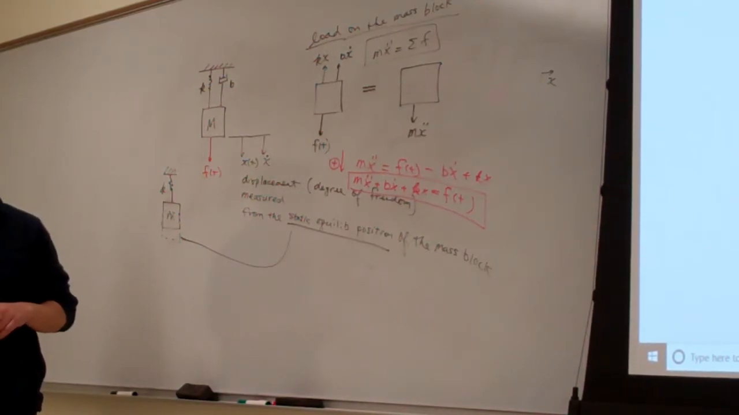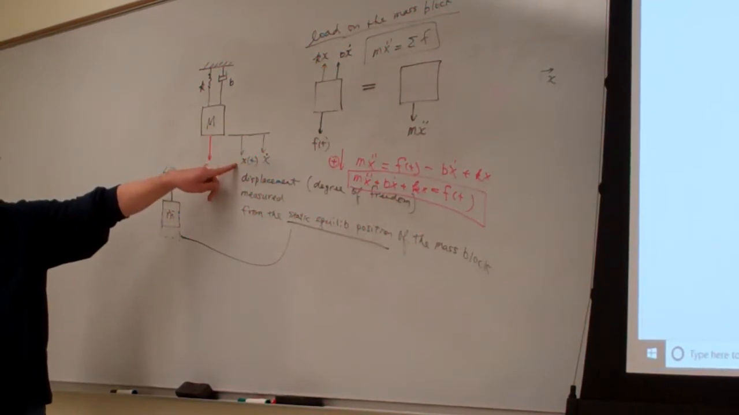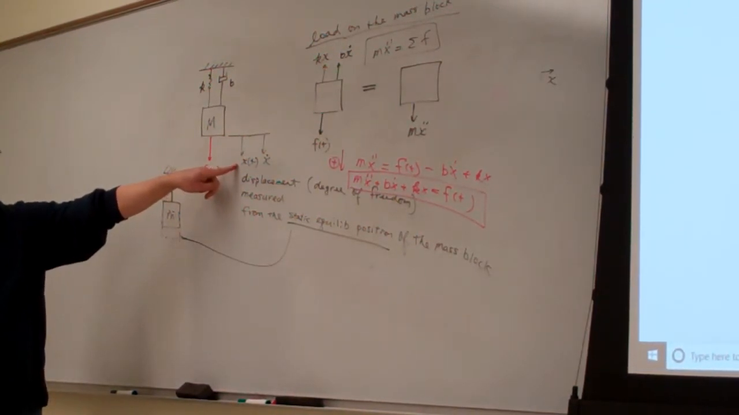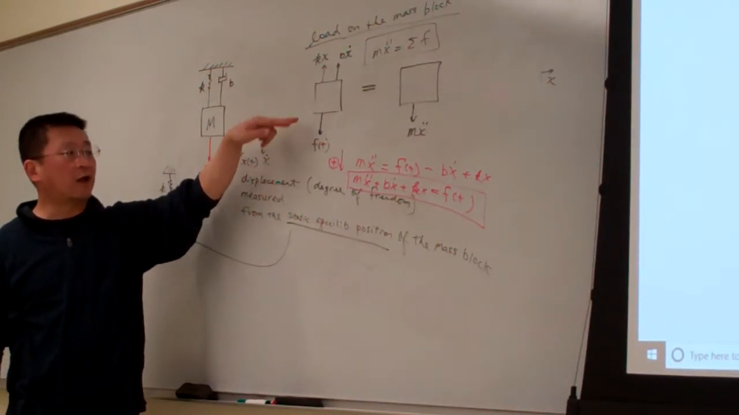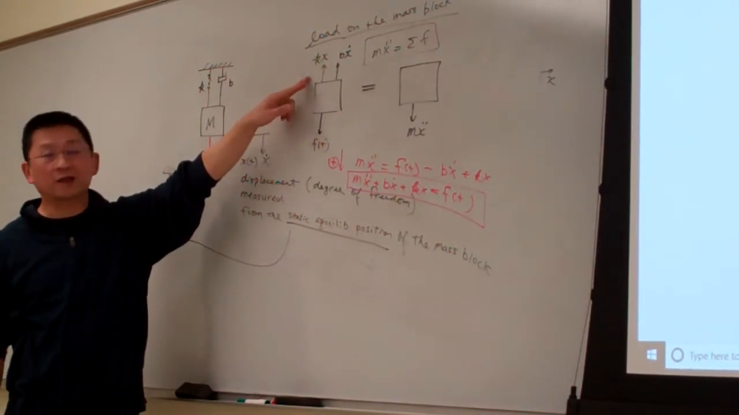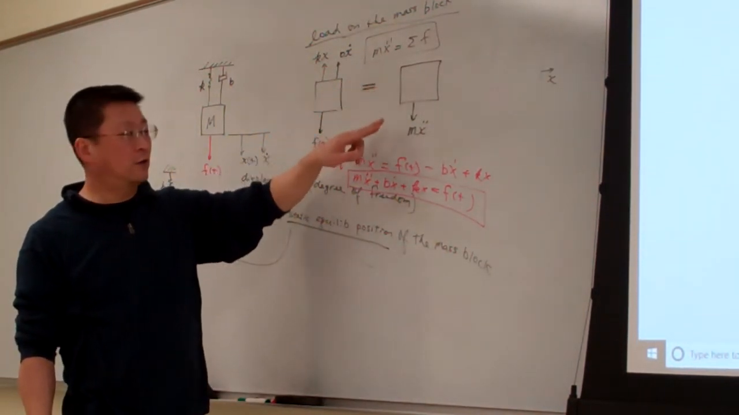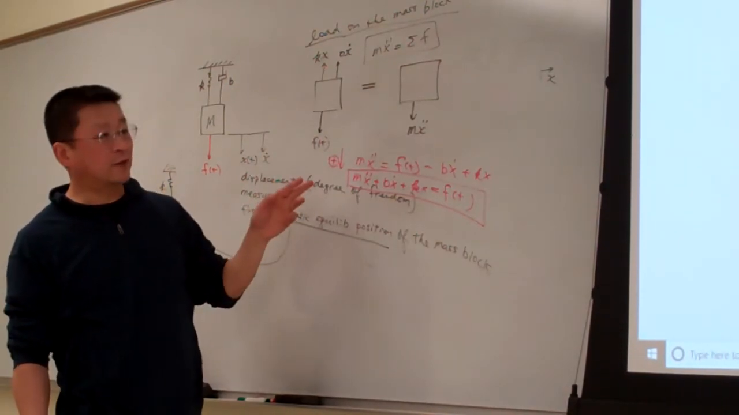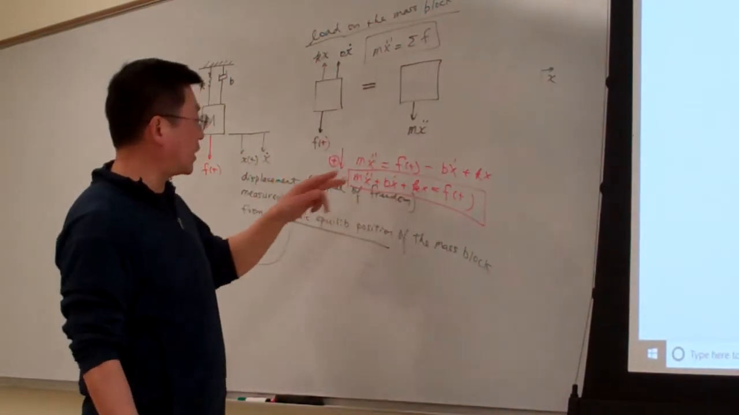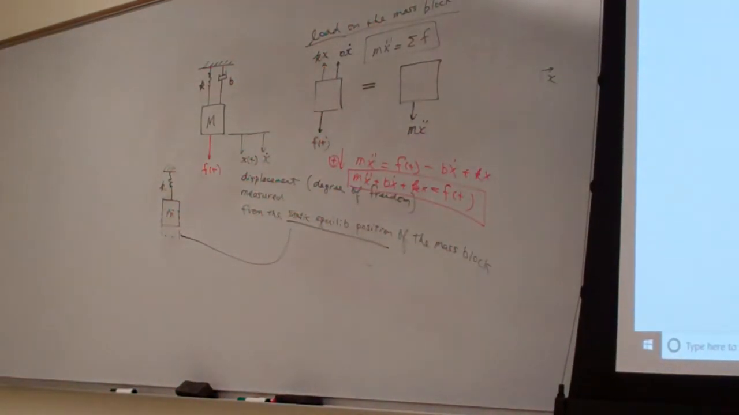Okay, so the key is this: you define your degree of freedom first, then you take the free body diagram of the mass block to analyze all the given forces and the produced forces, and then you apply Newton's second law to formulate the equation. So from here we have m x double dot plus b x dot plus k x, and that is this equation here.